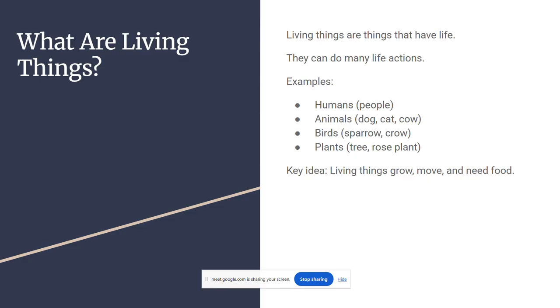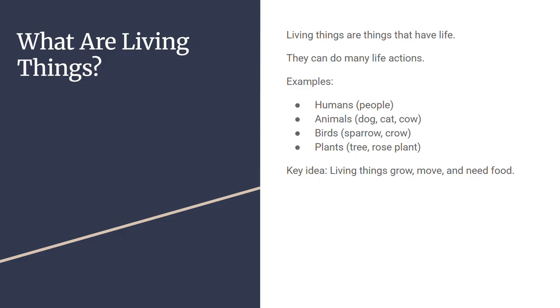So, what are living things? Living things means which have life. They do many things. They grow, they move, they reproduce. After some lifetime, they die. So, things which move, which grow, which breathe, which reproduce are called living things.